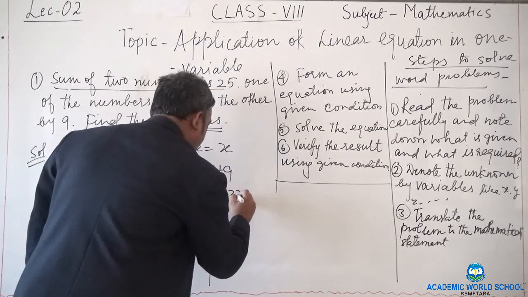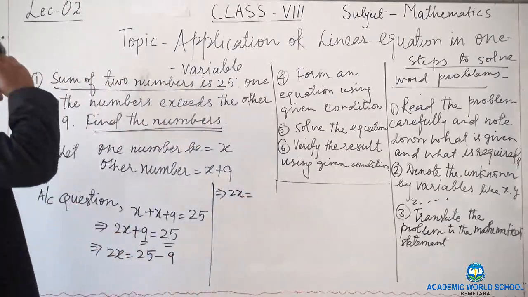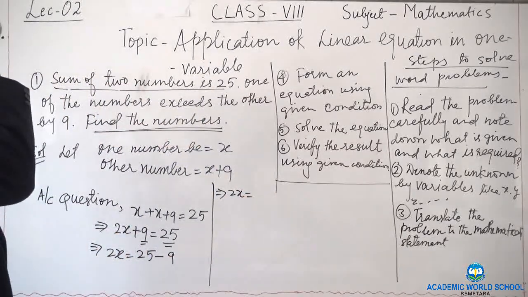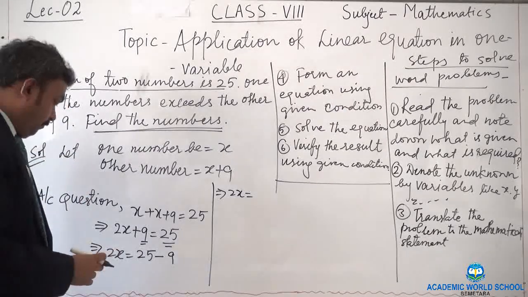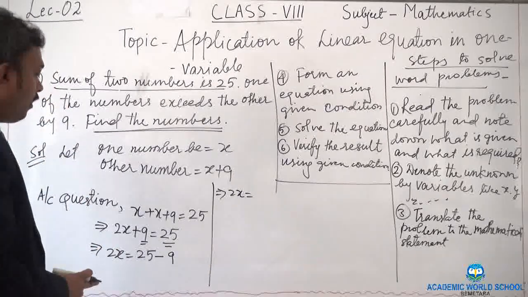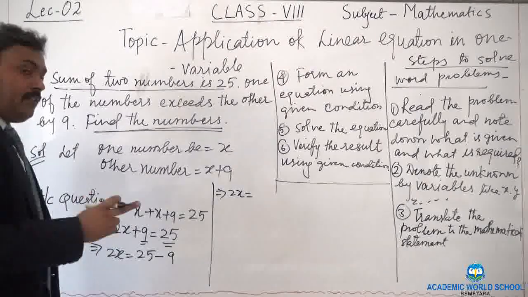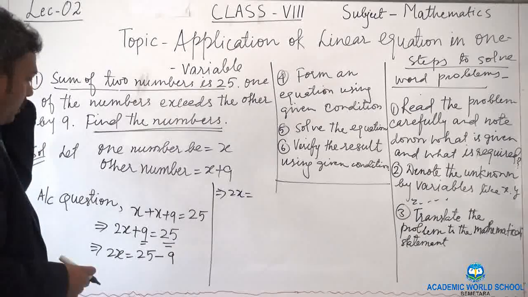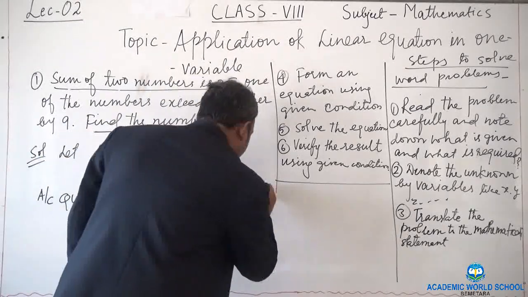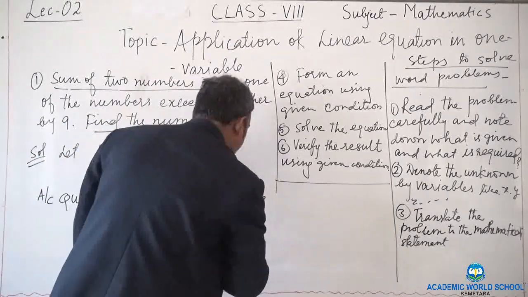So let us subtract 25 and 9. If you subtract 9 from 25, what are we going to get? We are going to get 16, right?